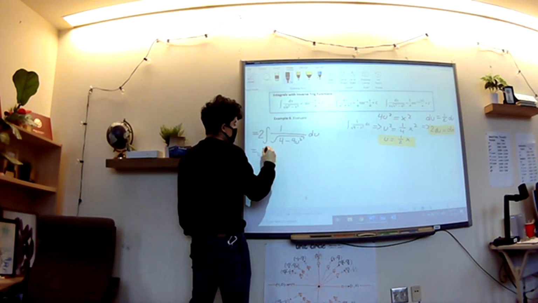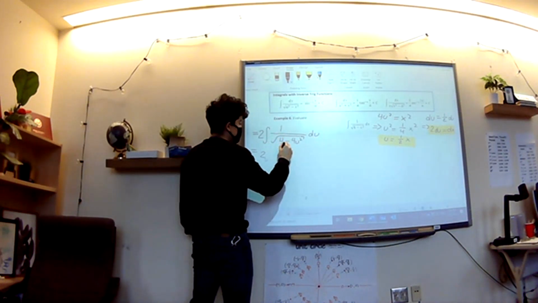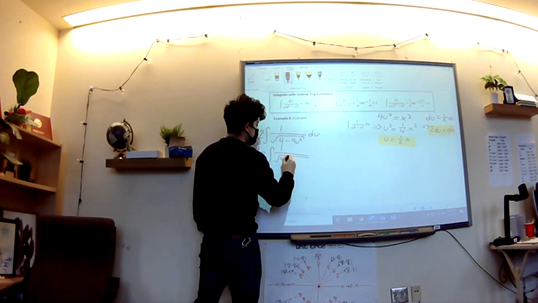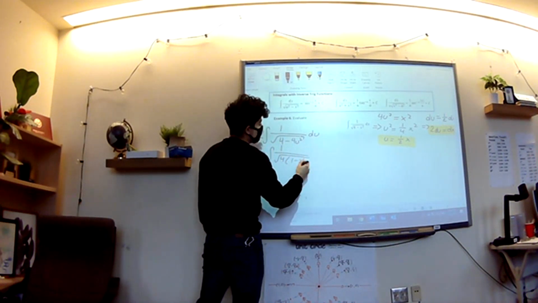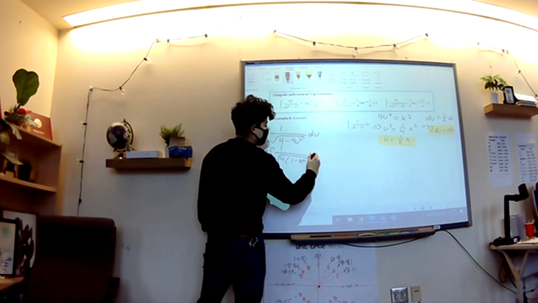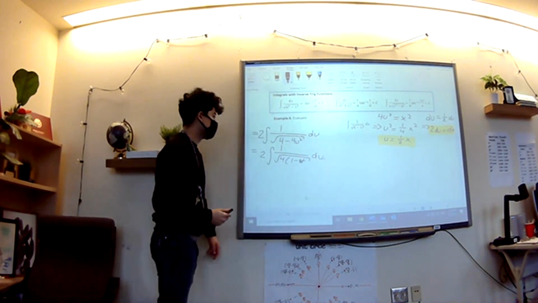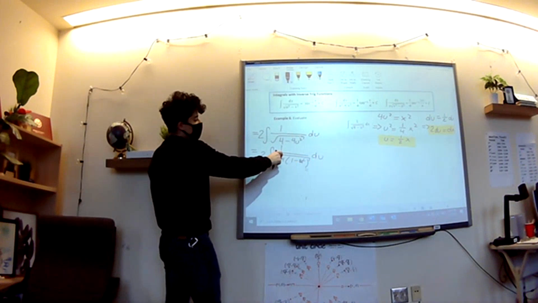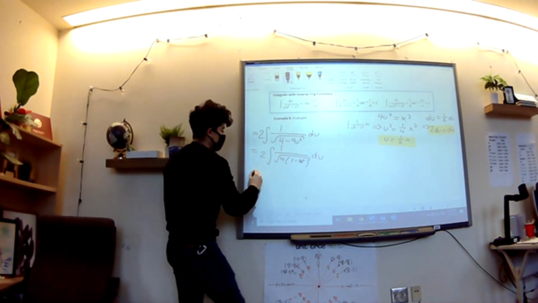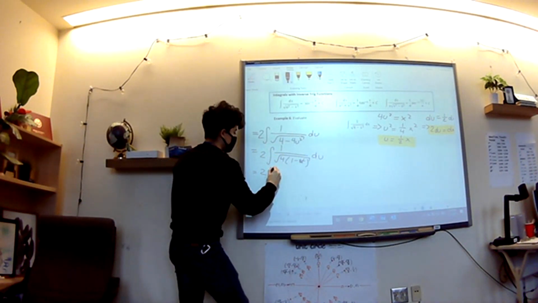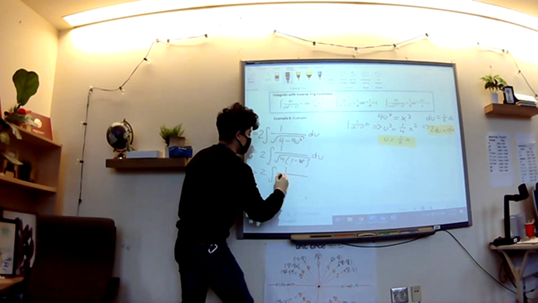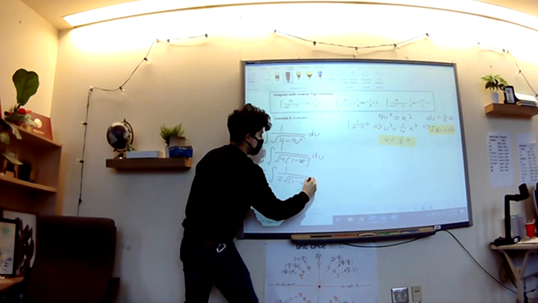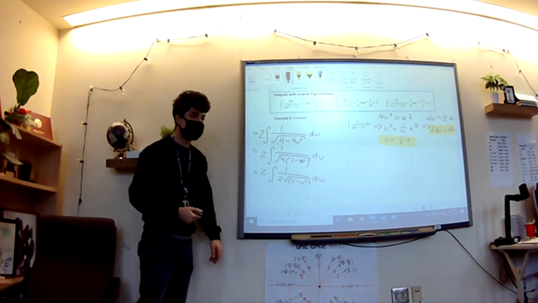Now I'm just going to follow the same procedure as I was just showing you before. So this will be 2 times, I can factor out a 4 from the bottom of that. 1 over square root of 4 times 1 minus u squared, du. That's a u, by the way. Now the square root of 4 is a 2. So 1 over 2 times square root of 1 minus u squared du.